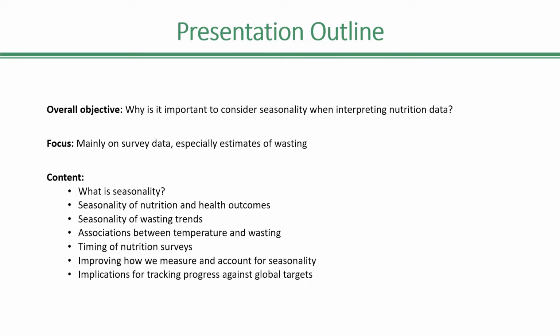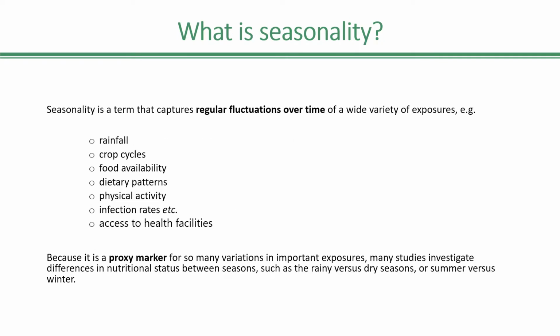So, to start this presentation, let's look at a quick definition of seasonality. Seasonality is a term that captures regular fluctuations over time, and these fluctuations can be in a number of exposures: environmental exposures, food security related ones, nutrition-related ones, access to healthcare. I've put some more examples on the screen here. Seasonal fluctuations in these variables might not happen at the same time or follow the exact same pattern over the year. Hence, it can be quite challenging at times to disentangle what we mean by seasonality.